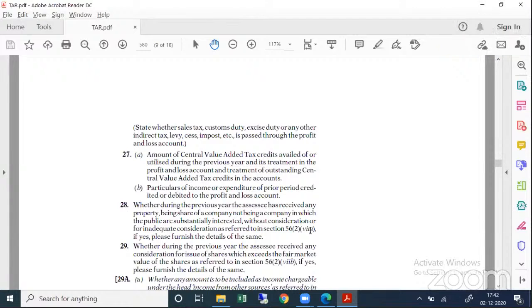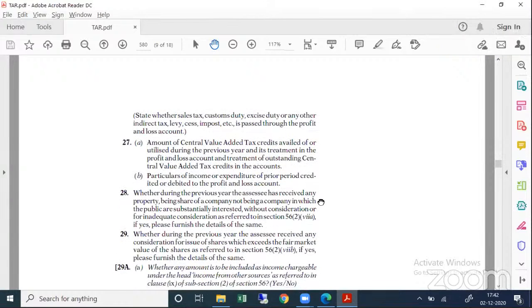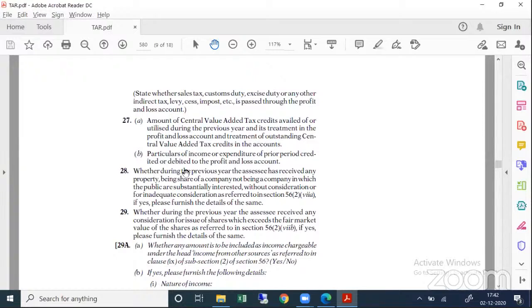Yes, please move ahead, I think. Yes, please go ahead. Moving on, clause 28, which talks about whether during the previous year the SFC has received.